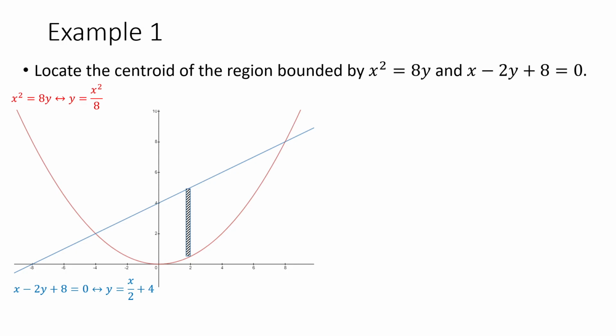We need to locate the centroid of the region bounded by x squared equals 8y and x minus 2y plus 8 equals 0. Notice that I just put the graph immediately. Again, in your case, you need to create the graph from scratch. You need to provide solutions on how you created your graph. I think you can refer to our previous recordings on how we generate graphs. Notice I just put a vertical strip.